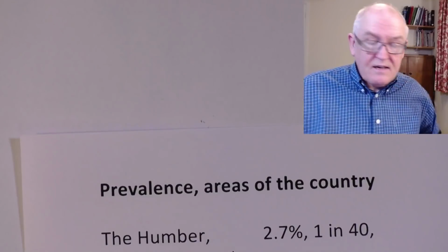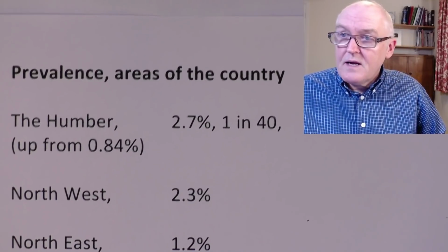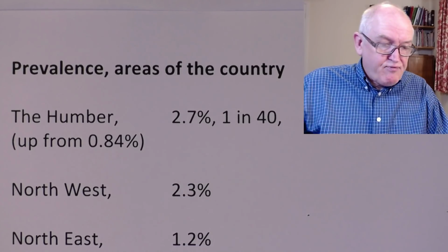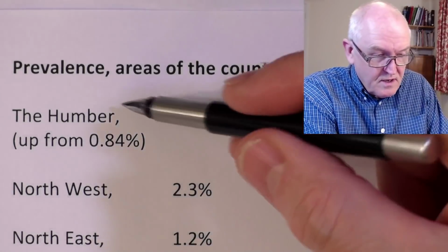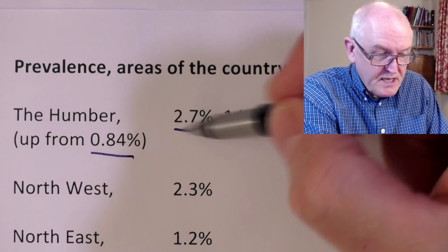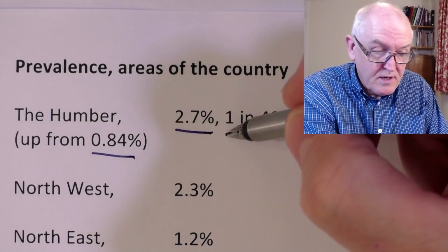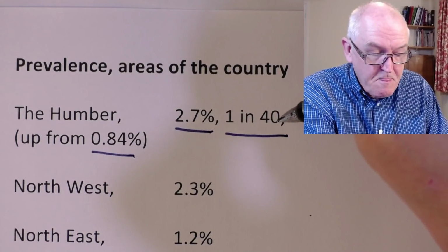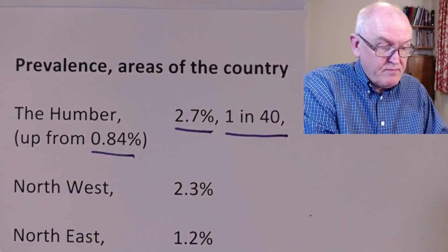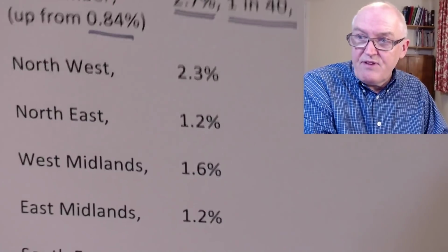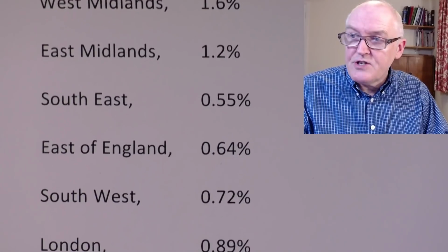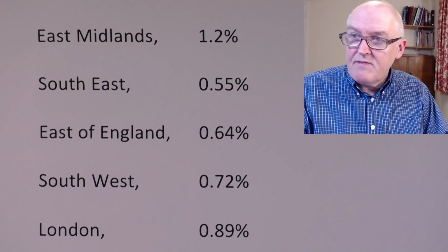So they do actually break that down quite helpfully into areas of the country. Different areas of the country, they're saying the prevalence there, in the Humber areas, is up from 0.84 in the previous round, up to 2.7 now, a dramatic increase. That's 1 in 40 people. I mean, wow, that's what they're saying. Northwest, they're saying the prevalence is 2.3, Northeast 1.2, and you can see the different prevalence areas. And remember, these are numbers of the whole population that are currently infected.